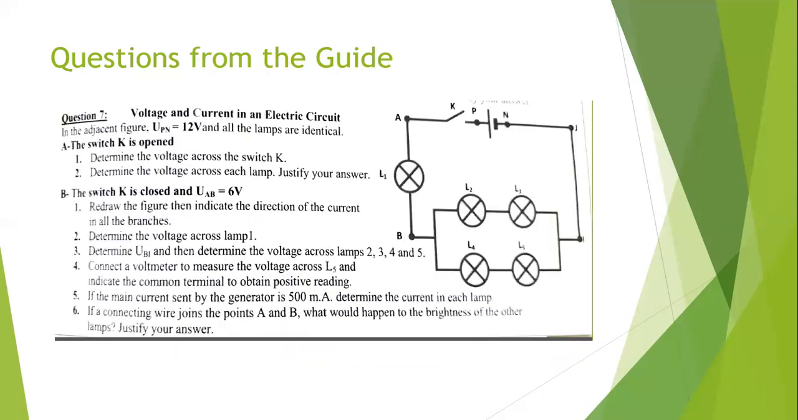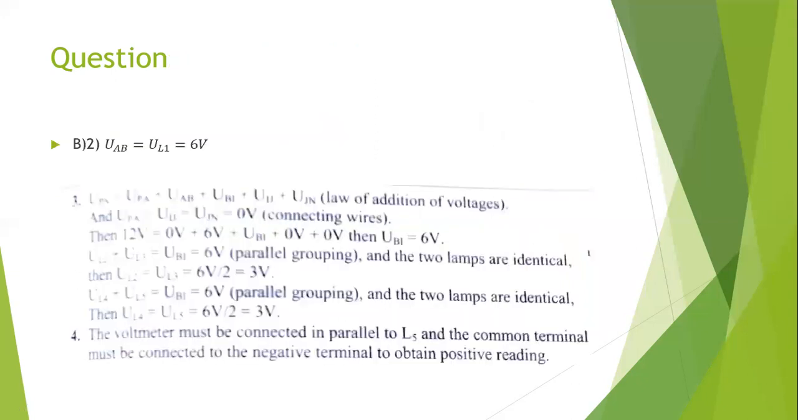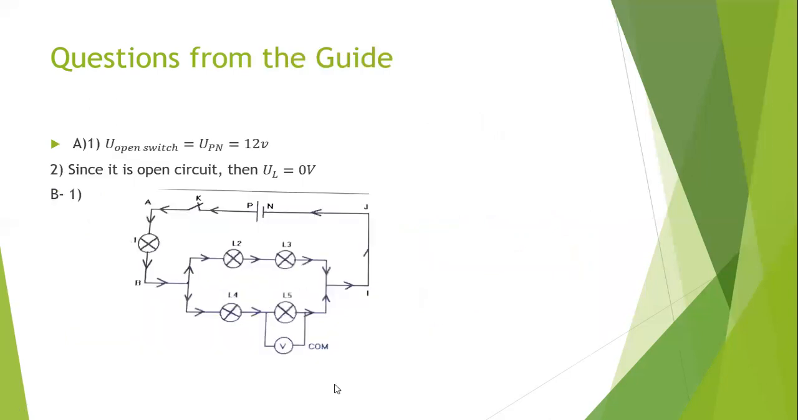Part 4. Connect a voltmeter to measure the voltage across L5 and indicate the common terminal to obtain a positive reading. So across L5, to indicate a voltage, we connect a voltmeter. The voltmeter must be connected in parallel to L5, and the common terminal must be connected to the negative terminal to obtain a positive reading, as we see here.